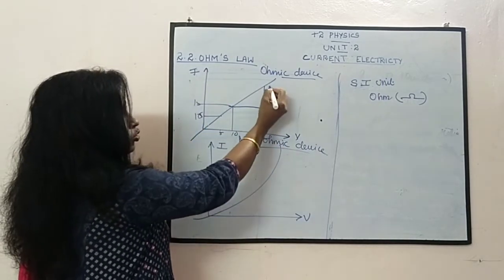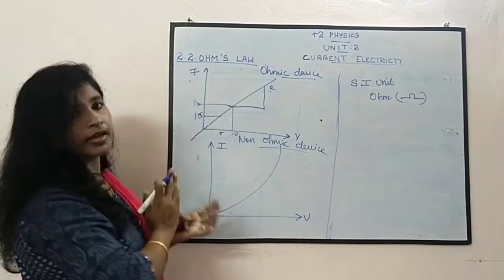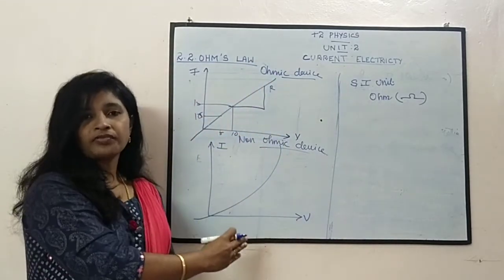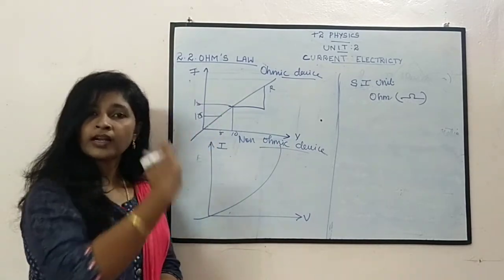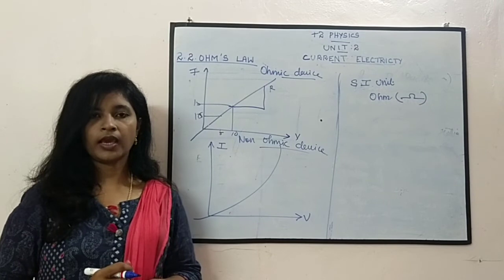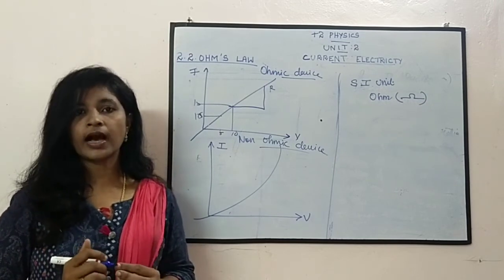The R value will not be linear or constant. Devices with such a characteristic, which do not obey Ohm's law, we will call non-ohmic devices. I hope you understood what Ohm's law is.